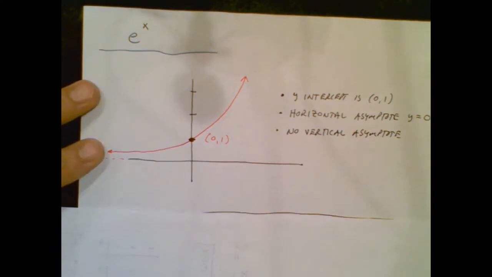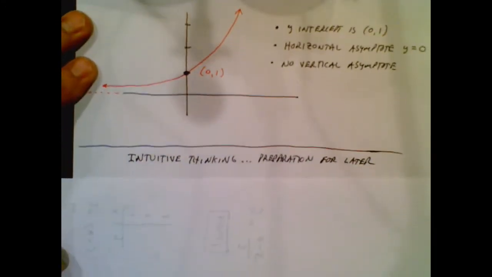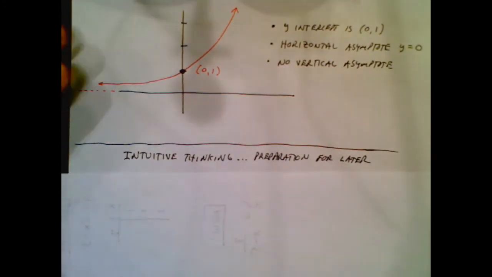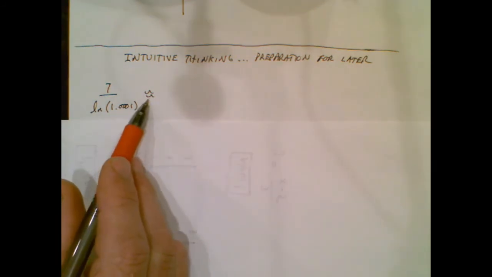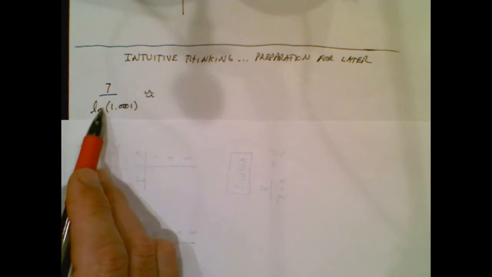And the last thing I'm going to do is give you some intuitive thinking problems using natural log of x and e to the x. It's kind of preparation for the type of thinking that you will absolutely positively need later on in this course. So for example, what if I said, hey, let's approximate. We're not worried about an exact answer. 7 divided by natural log of 1.0001.